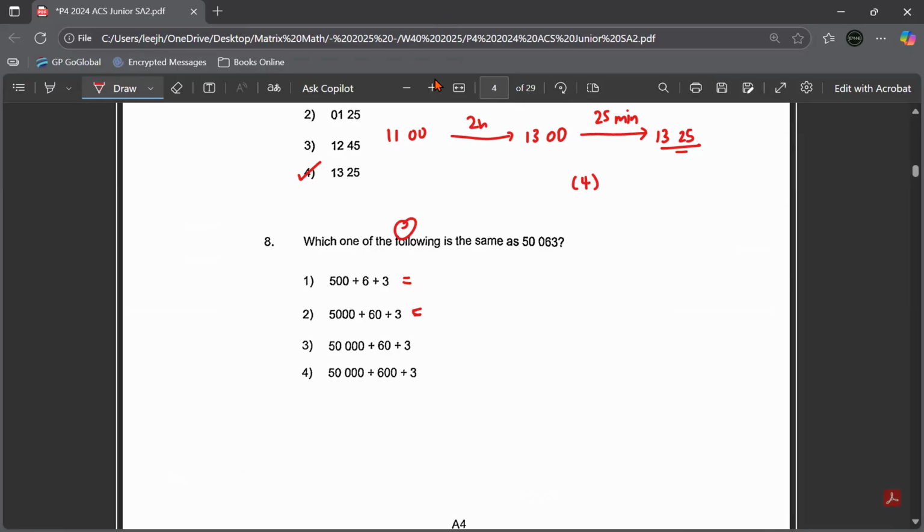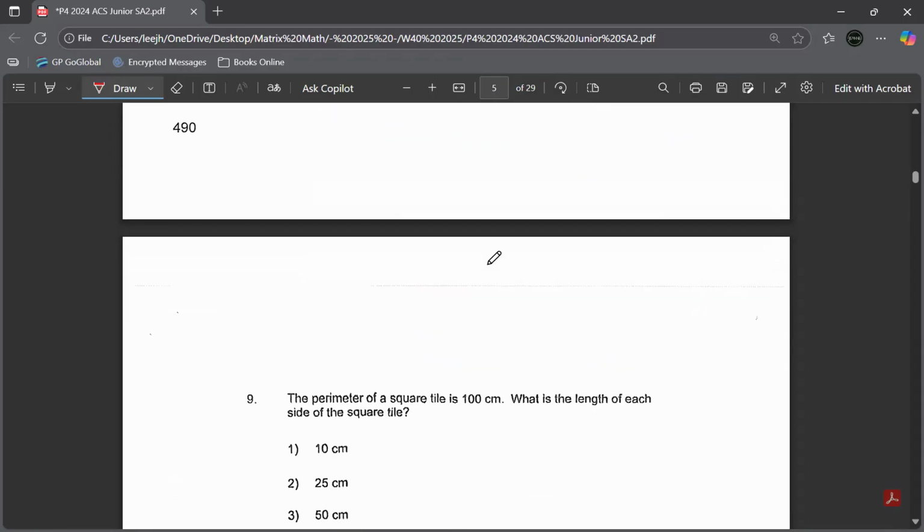Okay, so this one will be 563. This will be 5,000 plus this. It will be 5063. This is 50,063. This is 50,603. So which one is your answer? It's actually number 3. Okay? Just add properly, you will be able to find the answer. Okay, next.